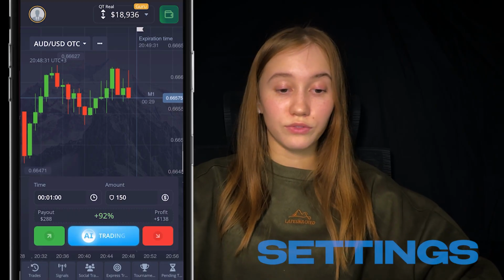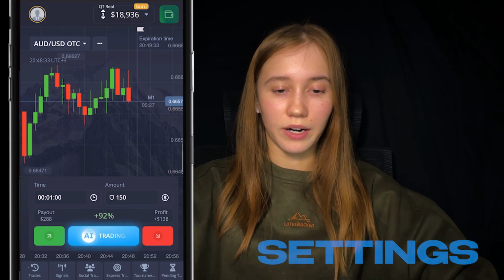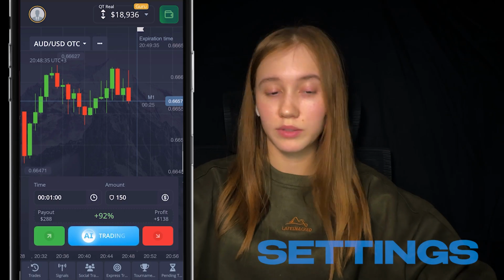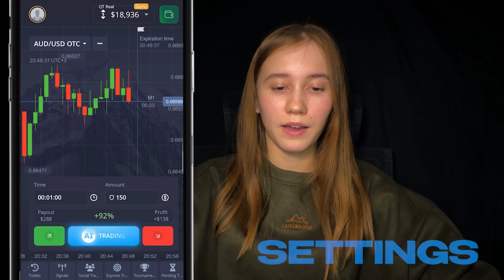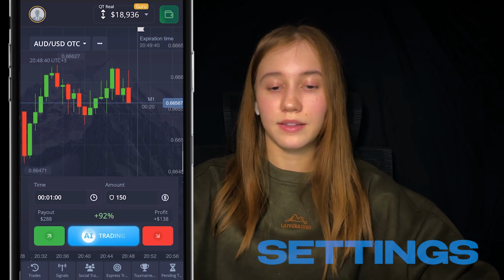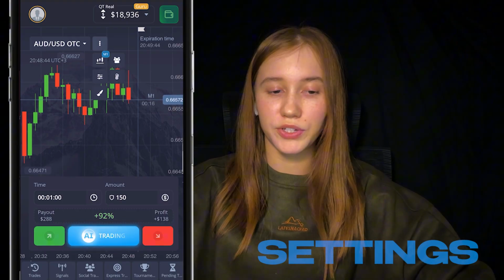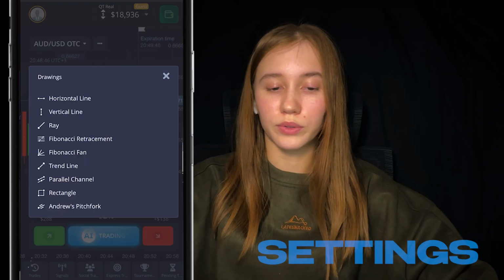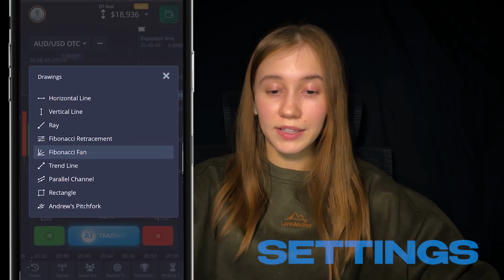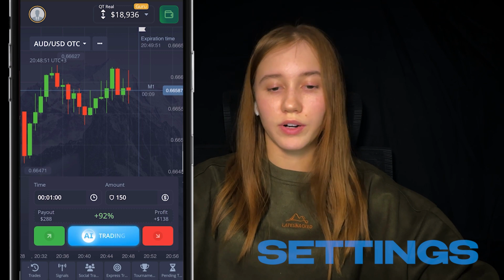So dear friends, here we are on the broker Pocket Option. We see this ideal version for phone, so I recommend you start trading from your phone. We see our balance when we immediately switch to broker settings.